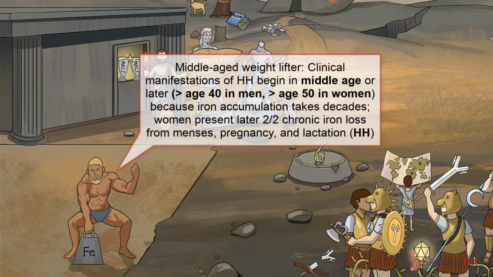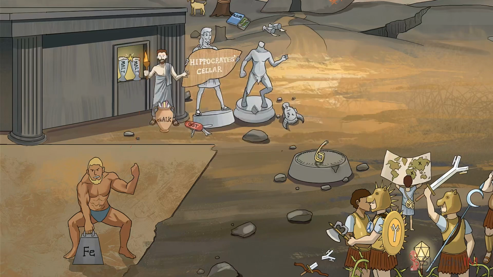That said, it takes decades to accumulate enough iron to cause the clinical manifestations of this disease. As a result, symptoms don't begin to develop until after age 40, in men anyway. In women, symptoms develop even later, after age 50. This is related to the fact that most women go through menopause around this age. See, most premenopausal women are chronically losing iron, thanks to menses, pregnancy, and lactation. As a result, women with hemochromatosis are relatively protected against significant iron overload, at least until menopause.